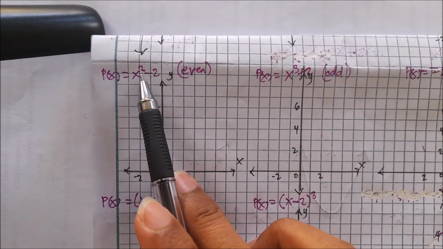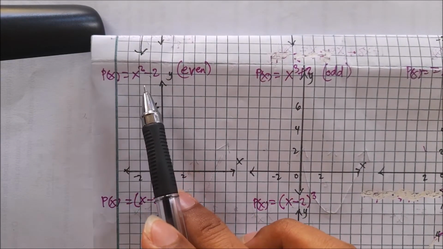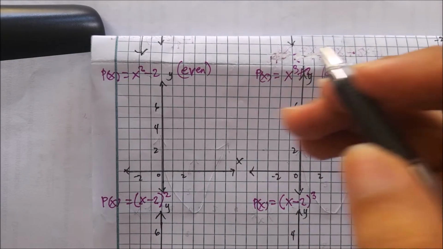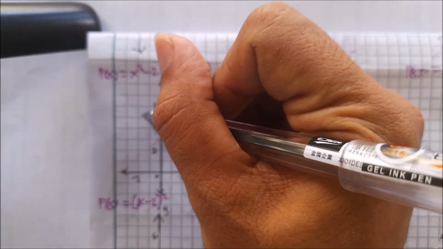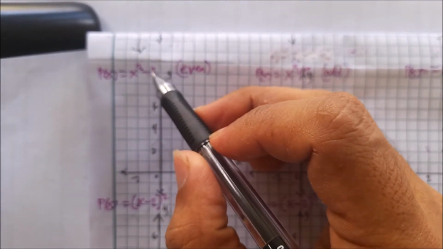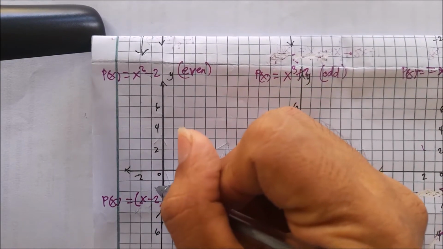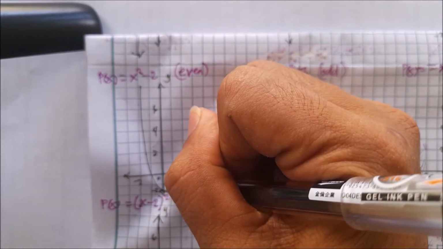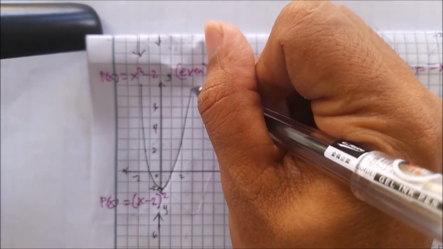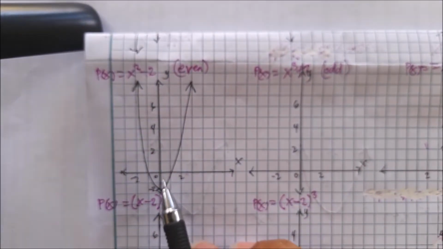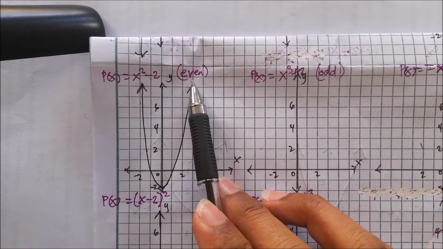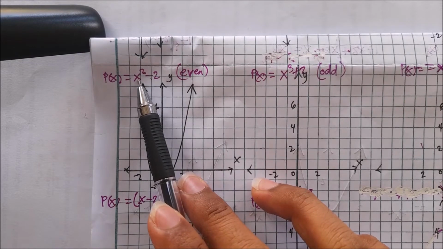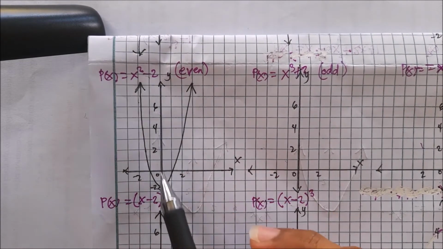It's an even number of the exponent, and the form of the graph is upward, which is located from negative 2. So here's the negative 2. So upward, going to the negative 2, which is the constant k. Why is it upward? Because it is an even number, and it is positive. An even number is upward.